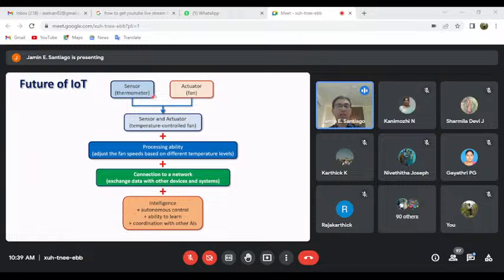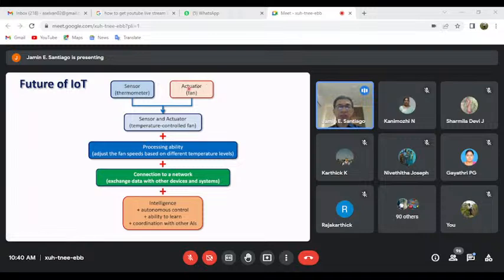In this case, we have the thermometer. We have the temperature. The temperature is processed, and the temperature data is sent to a network. What shall we do with the temperature data? We can add intelligence, control, ability to learn, coordination with other AI. So it is still an IoT device.